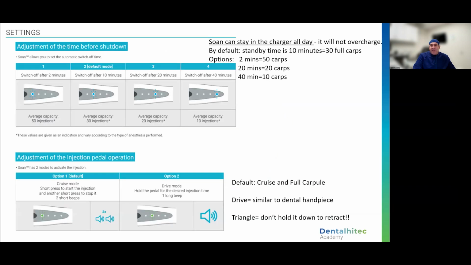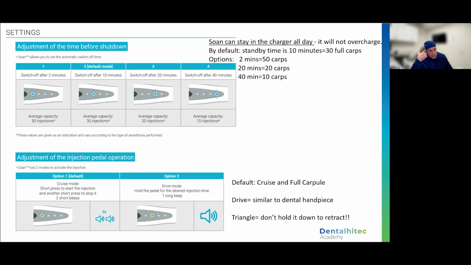And as far as settings go, if you want, you can change power. Now, cruise and drive, that's really up to you. There are 2 modes. Cruise is going to allow you to define how much local you're going to give, either a carp or quarter, a full, 3/4, half, or quarter. You're just going to click it once, it'll give you your desired amount, and then you click it again to stop. And that is going to come into cruise mode.